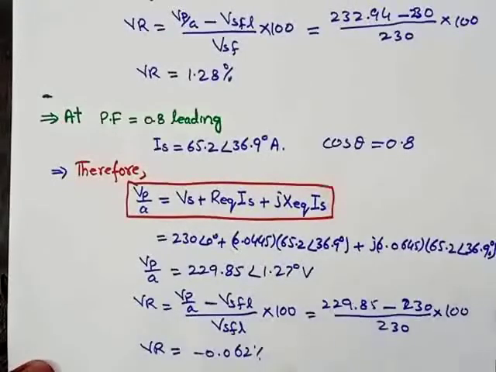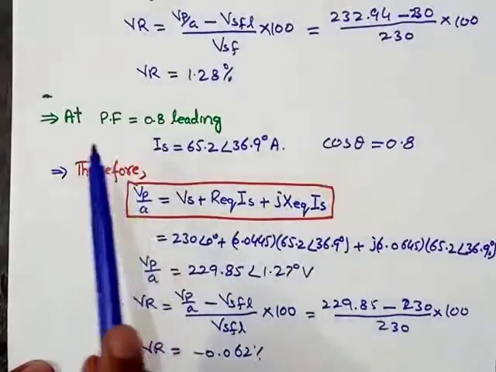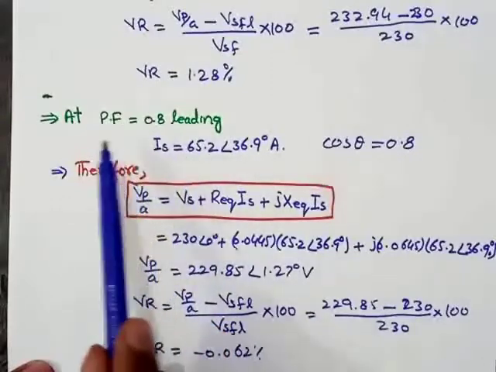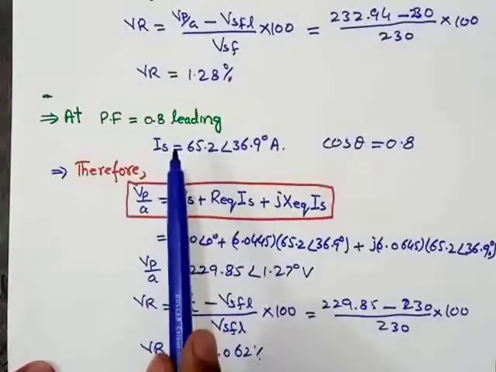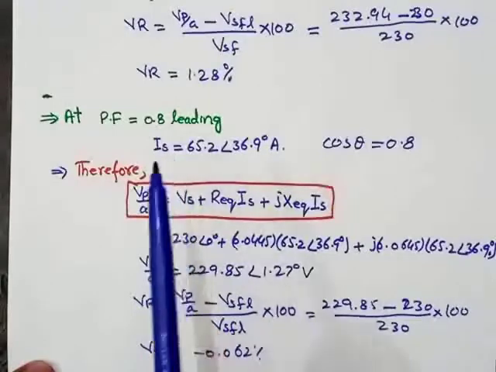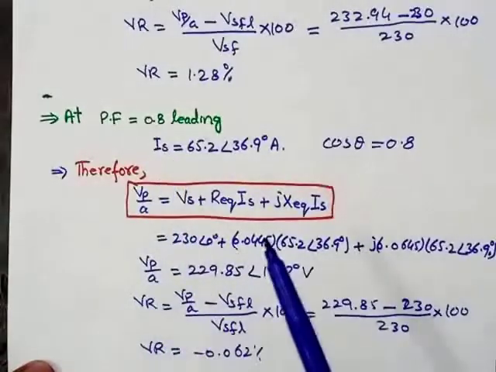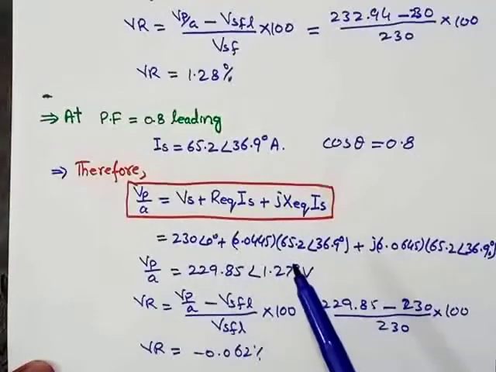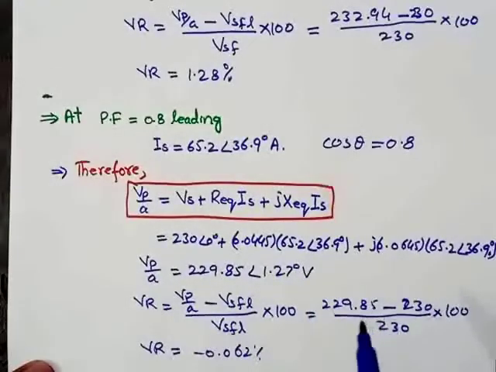We can draw the phasor diagram as well, as we have already discussed. So in part C, we will draw the phasor diagram at 0.8 leading power factor, 0.8 lagging power factor, and at unity power factor. The phasor diagram, as we have already discussed in detail, is drawn the same way. So this is part C of this numerical.